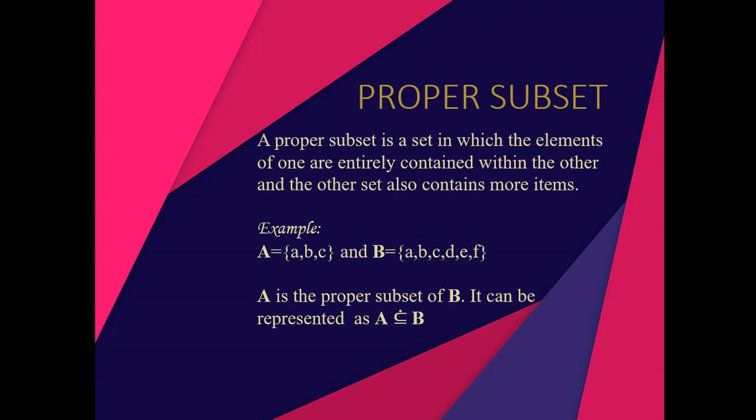See the example. A = {A, B, C} and B = {A, B, C, D, E, F}. We have all the elements of set A in set B, but we also have some elements which are not part of set A. So set A is a proper subset of B. It can be represented as A is a proper subset of B. That means all the elements of A are elements of B, but B still contains some elements which are not present in set A.